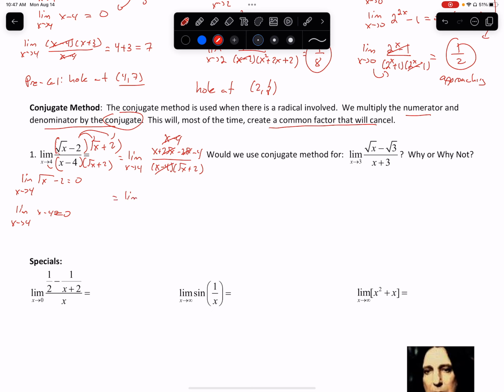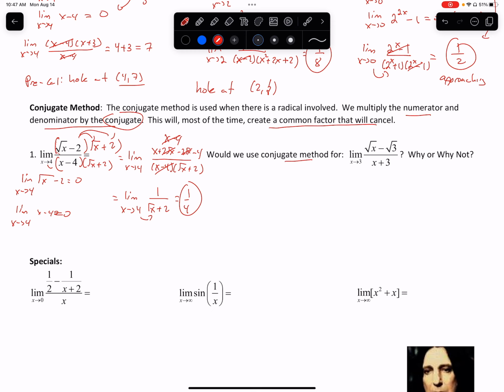And if you clean it up, again, write out your limit. Anytime you rewrite a limit, you've got to write it. 1 over the square root of x plus 2, and if you plug in the 4 now, we just get 1/4.